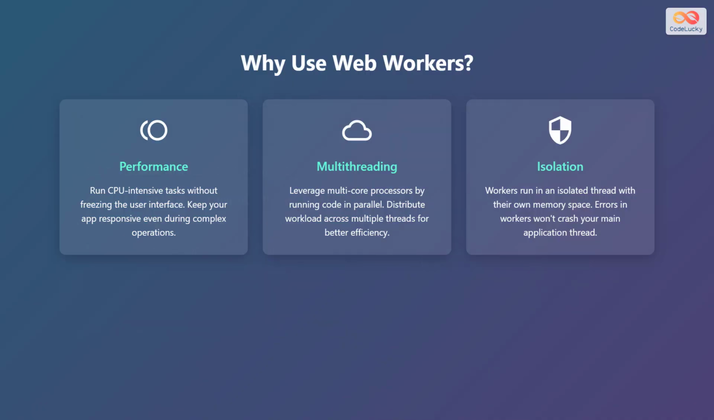There are several reasons to use web workers. First, performance. You can run CPU-intensive tasks without freezing the user interface, keeping your app responsive even during complex operations. Second, multithreading. You can leverage multi-core processors by running code in parallel, distributing workload across multiple threads for better efficiency. Third, isolation. Workers run in an isolated thread with their own memory space. This means that the errors in workers will not crash your main application thread.